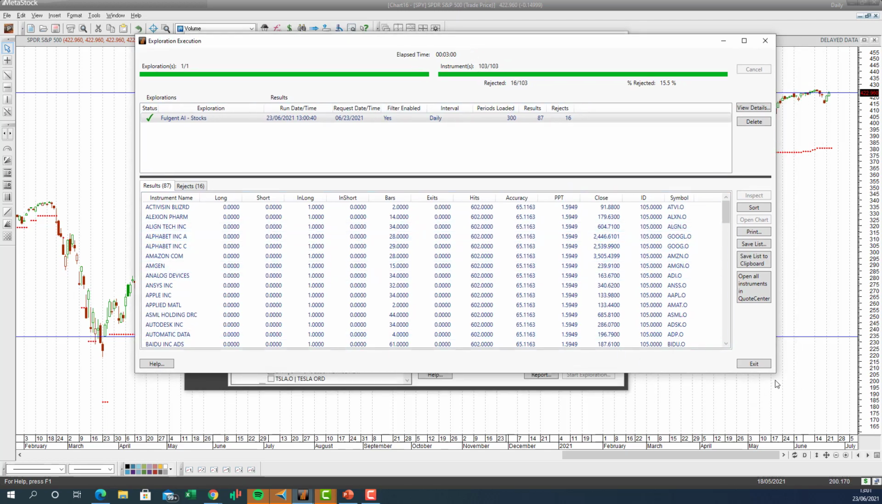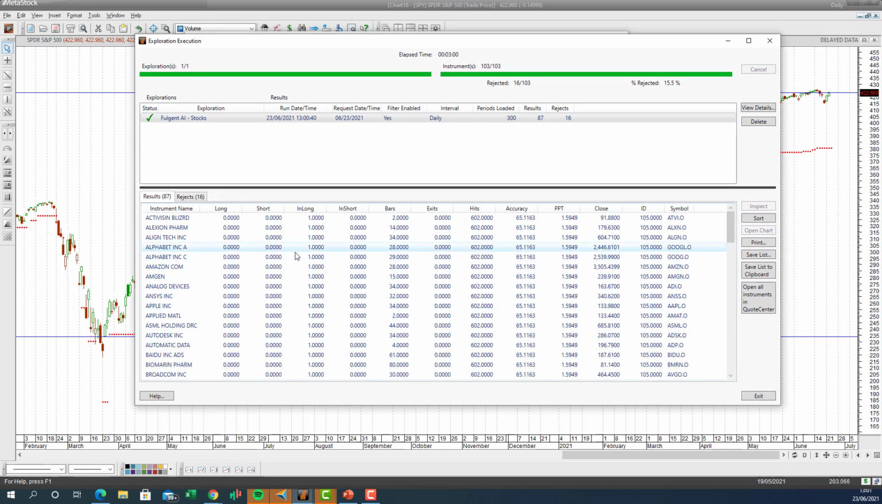The column headings here, quick recap for those of you that are not aware how this works. In the long column, if there's a 1 in that, it means the AI is in a long position there. In the short column, if there's a 1 in that column, it means it's in a short. Bars tells you how old the trade is: 2 days, 14 days, 34 days into a trade. Hits tell you how many times in the testing period this particular engine, artificial strategy, identified a trade.